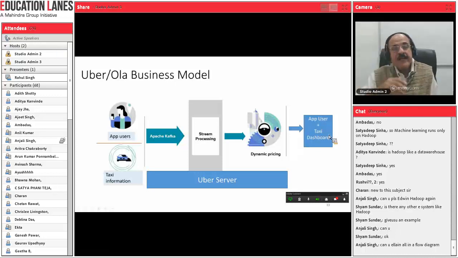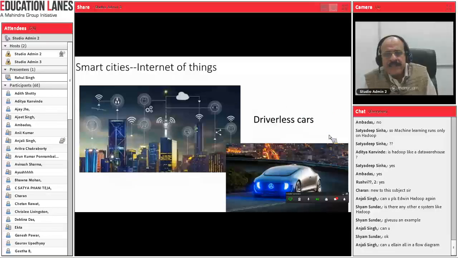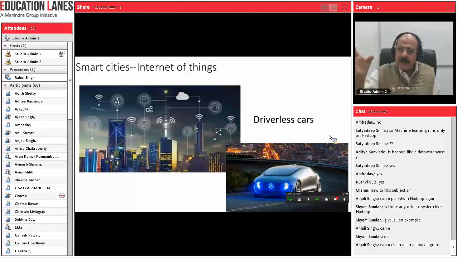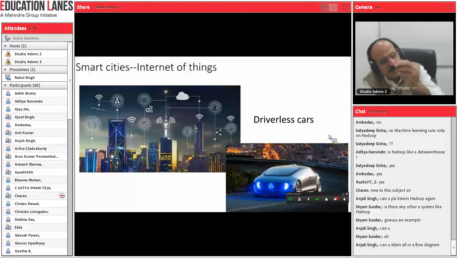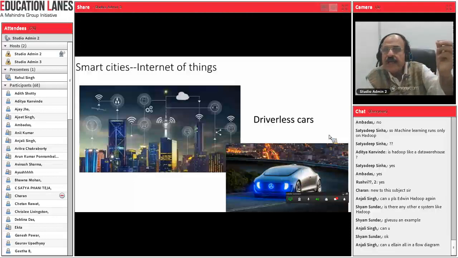Again, consider smart cities. Smart cities is nothing but real-time data analytics. For example, consider this example of smart cities. A car is entering a parking lot, and there are sensors in the parking lot. They will sense that a car is coming, and it will indicate to that car that vacant spaces are available at this and this place. You can park your car there, and that man takes his car there.